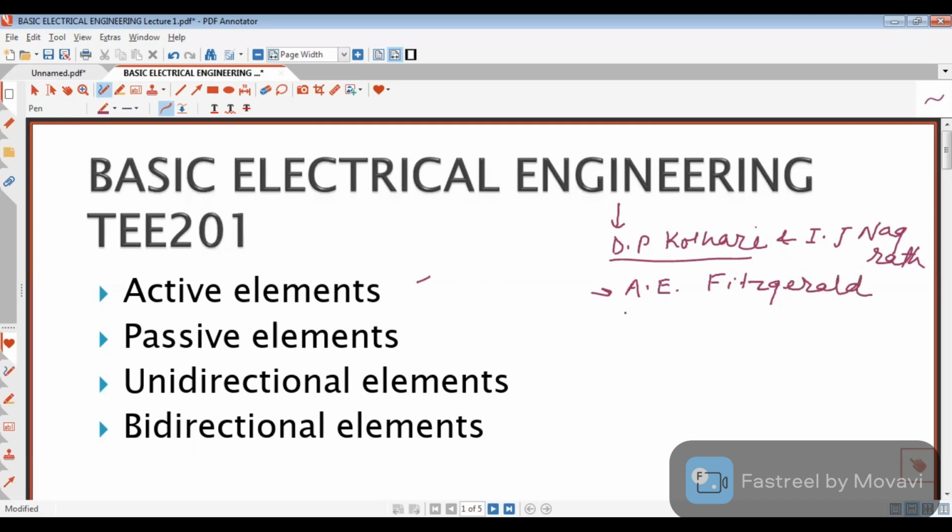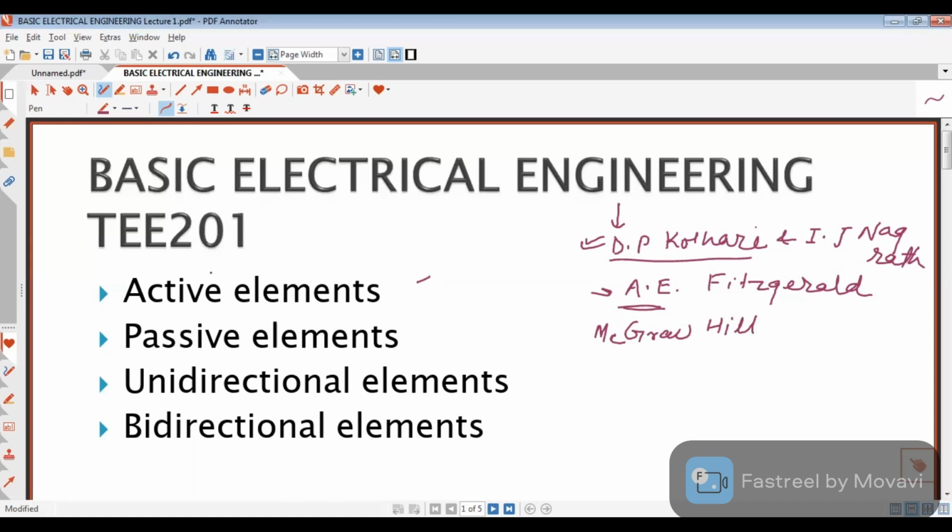For the theoretical point of view, I will consider this book mostly, and numericals I will take from the D.P. Kothari book. This book is published by McGraw-Hill Publisher. So this topic will be governed by using this book.